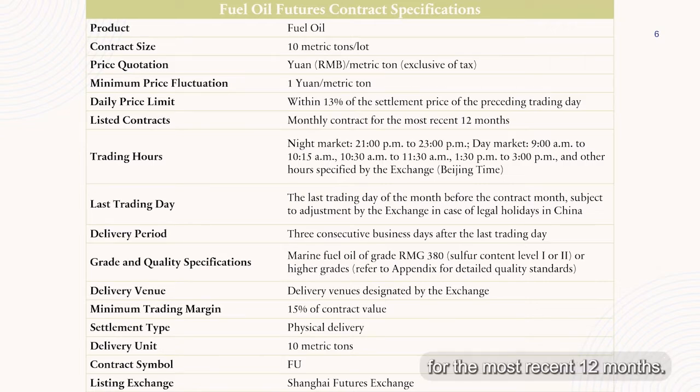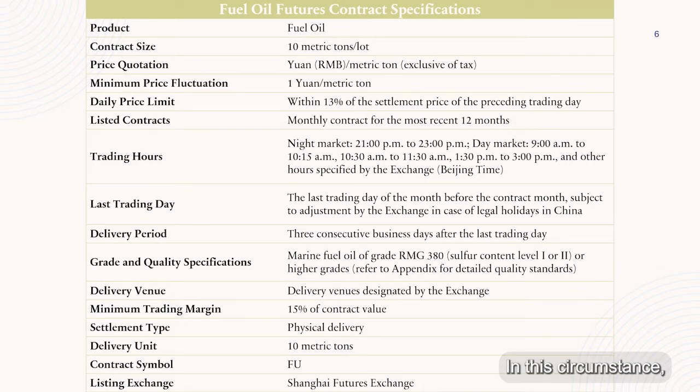It's a monthly contract for the most recent 12 months. The trading hours include night market and day market. The last trading day of the month before the contract month is the final trading day. You may keep this in mind because this is a physical delivery futures contract. That means if you cannot dispose of this contract on the last trading day, you need to deliver 10 metric tons of physical fuel oil per contract to the venues designated by the exchange during the 3 consecutive business days after the last trading day.